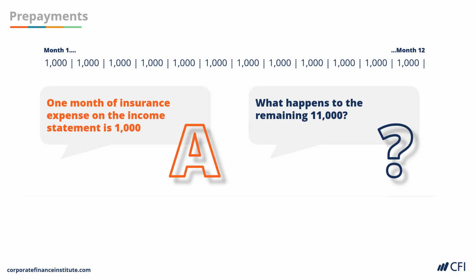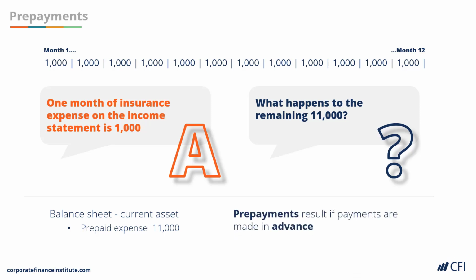Well, the remaining $11,000 would go on the balance sheet. It would be an asset, which is a prepaid expense. And because that prepaid expense is expected to be used within a year, it would fall under current assets. Anytime prepayments are made, they result in an asset on the balance sheet known as prepaid expenses.